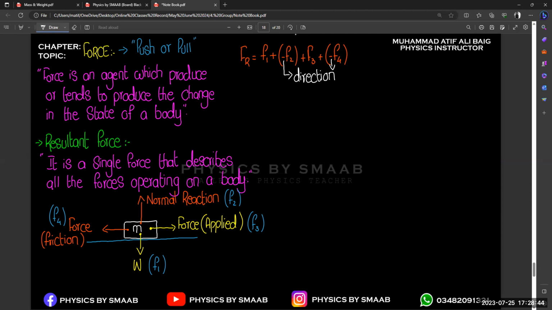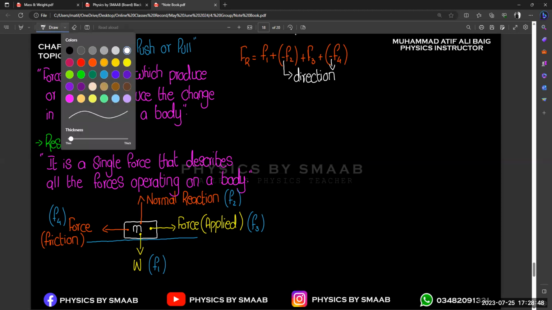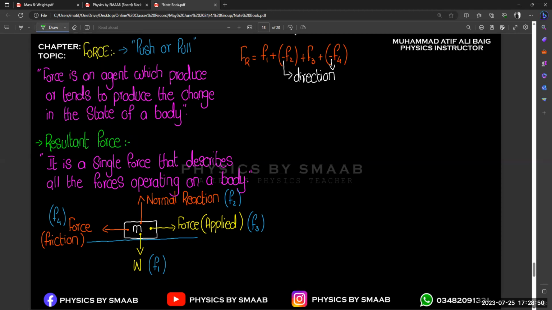And if you want to find out the direction of the resultant force, let's suppose someone asks you about the direction of the resultant force, so how can we identify the direction of the resultant force?